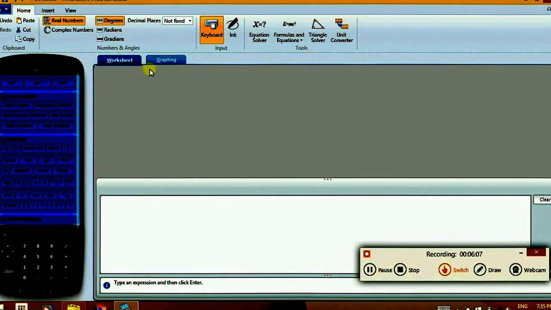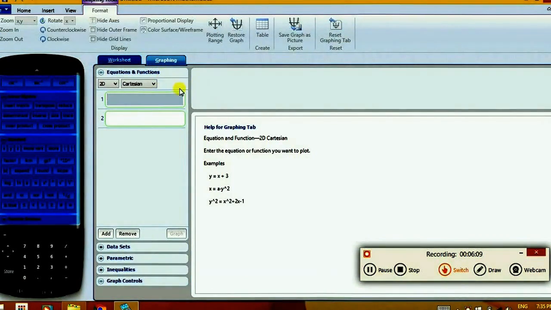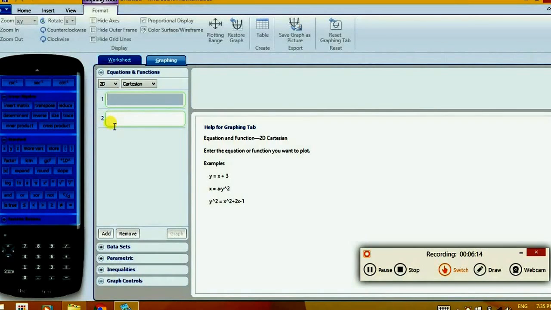The graphing area is more important for us, because we would be solving more in Windows Journal or Windows OneNote rather than in worksheets. The worksheet we only use if we need to solve complex problems. Let me show you one complex problem.